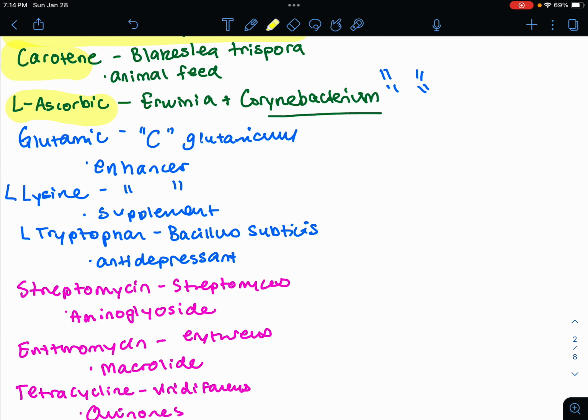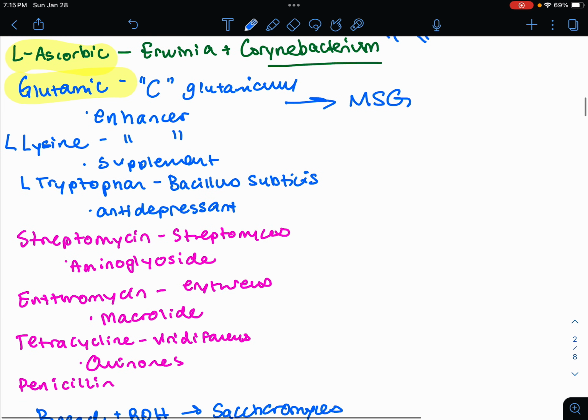Alright, let's talk about amino acids that are made in Applied Micro. We have glutamic acid. This is going to be from Corynebacterium, again, Corynebacterium glutamicum. This is going to be a flavor enhancer. This is the monosodium glutamate, the king of flavor. This is what makes glutamate, aka MSG. It's a component of MSG, glutamic acid. That's, again, the king of flavor. So we have a Corynebacterium to thank for that.